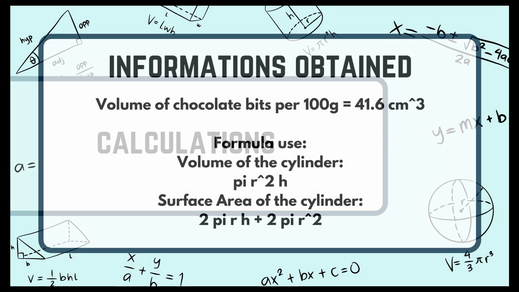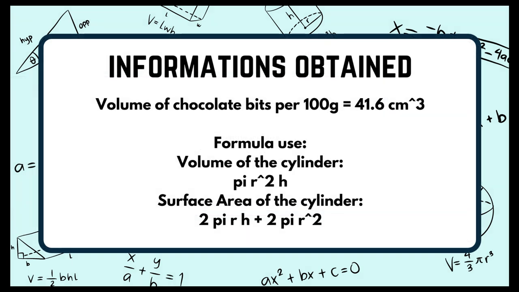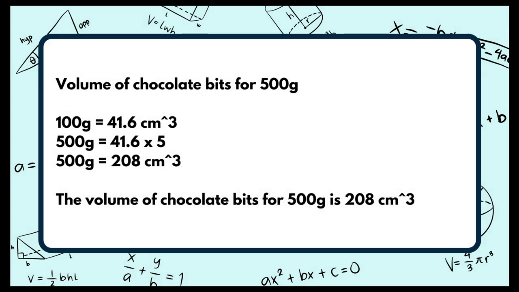The information that we obtain is that the volume of chocolate bits per 100 gram is equal to 41.6 cm³, and the formula that we have chosen is the volume of the cylinder, which is pi r squared h, and the surface area of the cylinder is 2 pi r h plus 2 pi r squared. Firstly, we have to find the volume of chocolate bits for 500 grams. The volume for 100 gram is 41.6 cm³, so to find 500 grams, we multiply 41.6 cm³ by 5, and we get 208 cm³, which is the volume of chocolate bits for 500 gram.